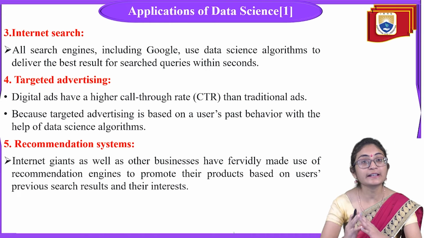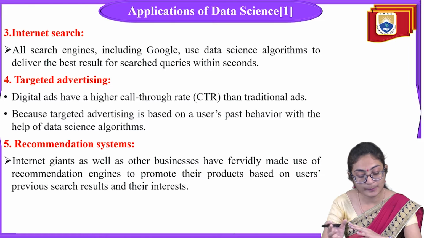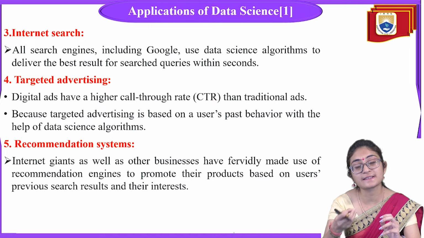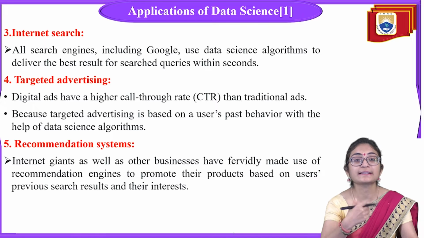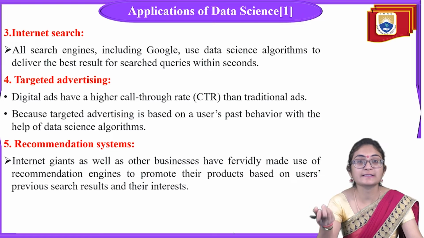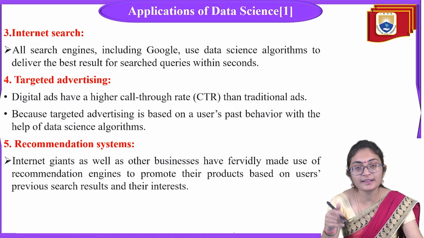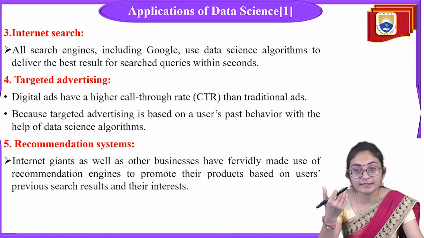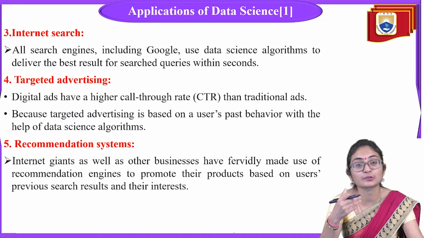Third one is internet search. Every search engine, including Google, uses data science algorithms for delivering the best result for search queries within seconds. If you have to find out some perfect result, then you are using the algorithm. That means some search engines are available which are using data science algorithms for finding the best result, for giving the best result to the user.